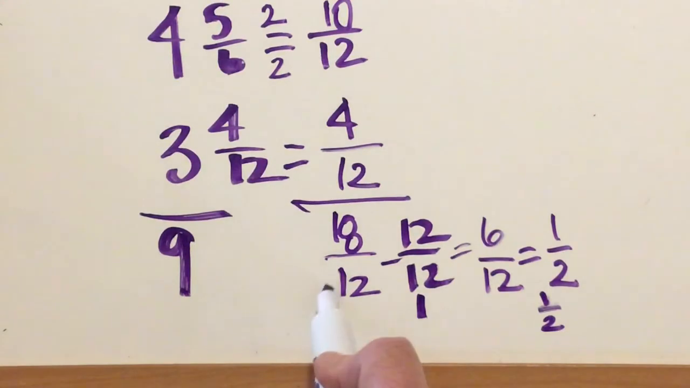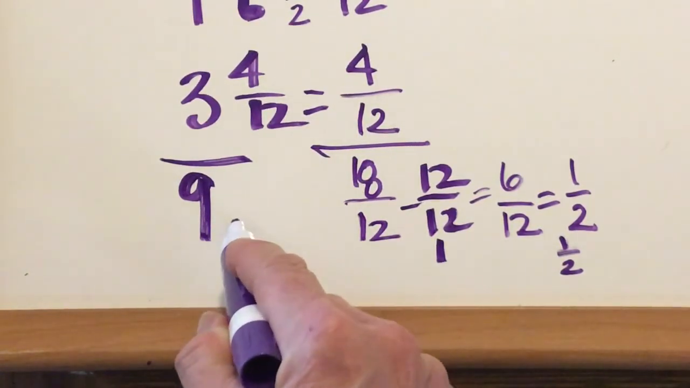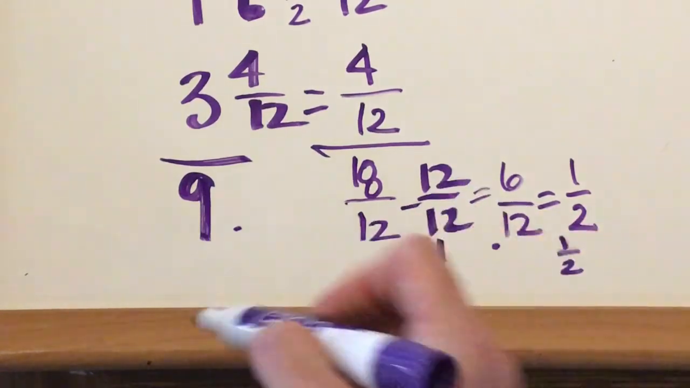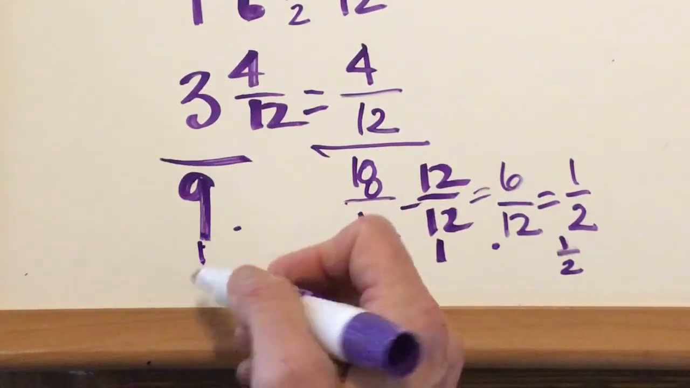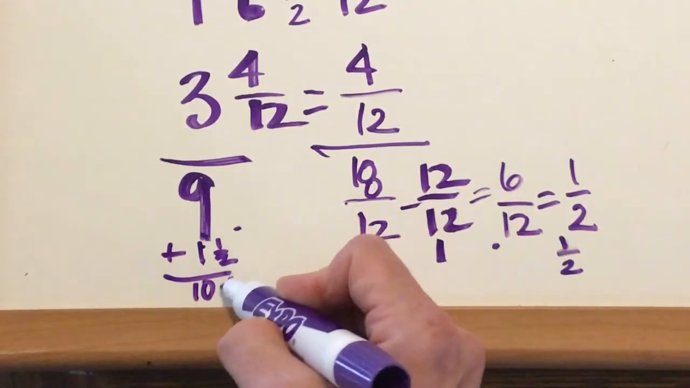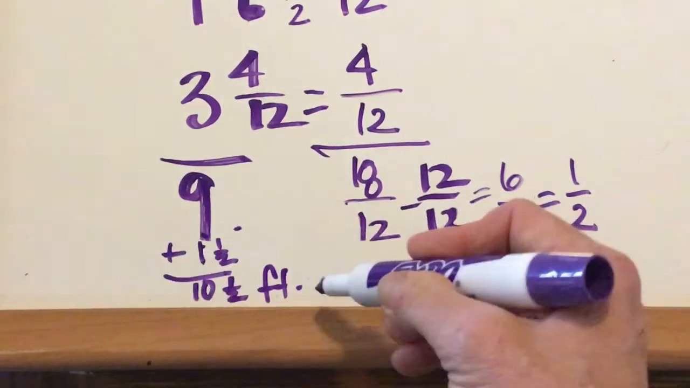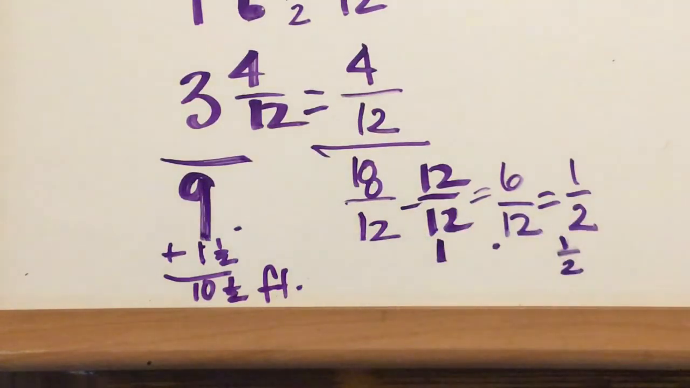So I have changed 18/12 to 1/2. But don't forget about your 9 over here that you had from adding your whole numbers. So to get my final answer, I'm taking the 9 from my whole numbers plus my 1/2 from the fractions, because you've been working on doing this with mixed numbers. So that gives me a final answer of 10.5 feet. So I have just solved that Blake, DeAndre, and Hector together used 10.5 feet of wood.